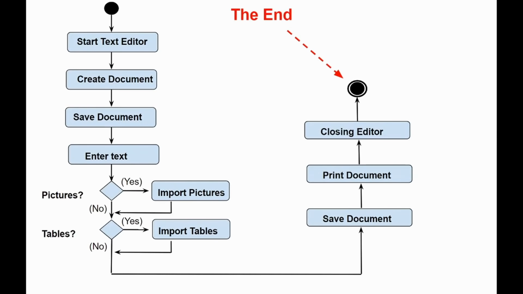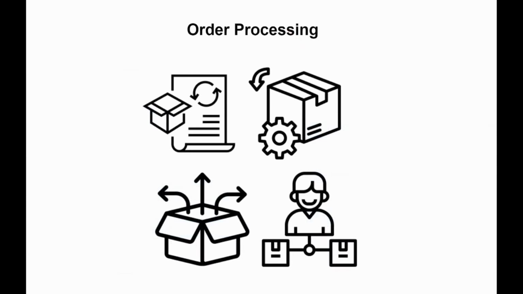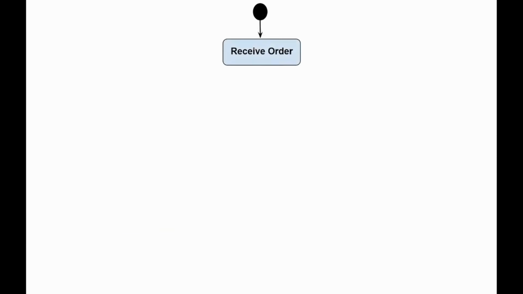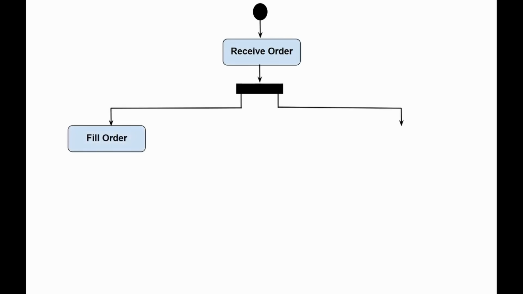Now, let's imagine that we were given a task to simulate the order processing workflow using an activity diagram. The description of the process is as follows. Once the order is received, the activities split into two parallel flows. One fulfills and sends the order, and the other processes the invoices.